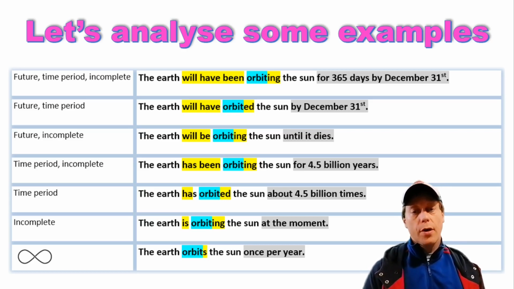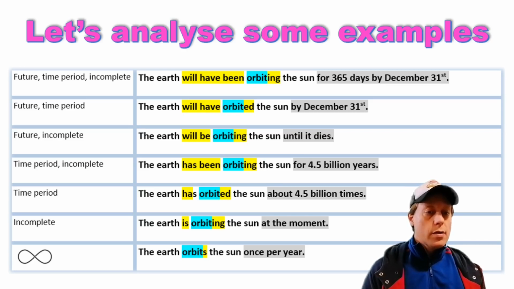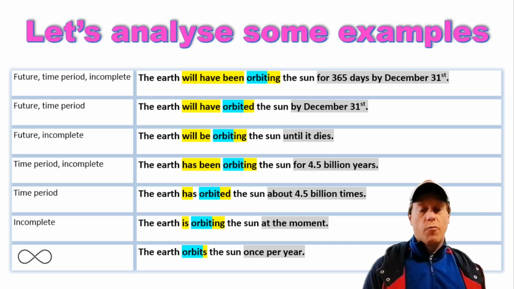The next example, we're going to use future and incomplete. So the Earth, future will be orbiting is the incomplete part, and the sun until it dies. So the Earth will be orbiting the sun until it dies. And the function of this particular sentence is to determine when the Earth will stop orbiting the sun, and basically the idea is that it's not going to stop until it's worn out, or in other words, it's past its expiration date, when the solar system has run its course or finished working because it can't go on anymore because it's dead.